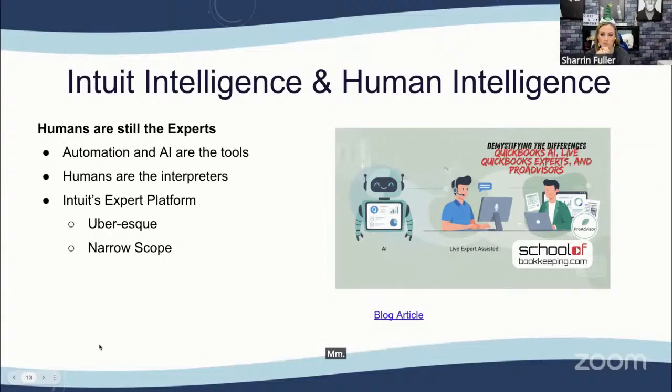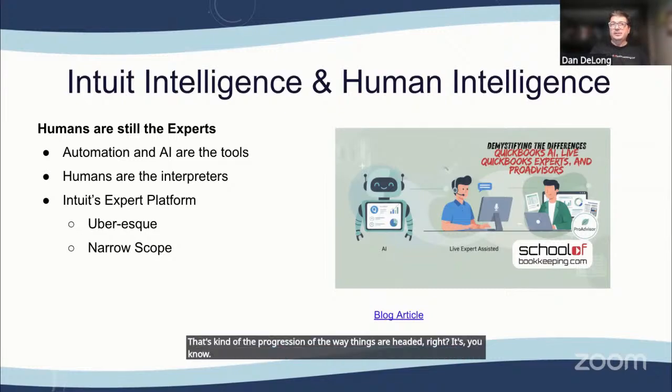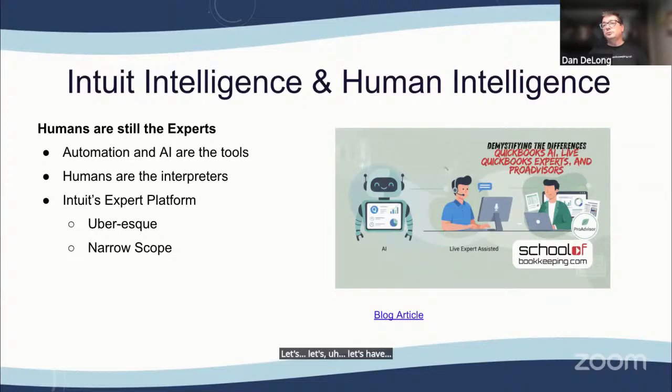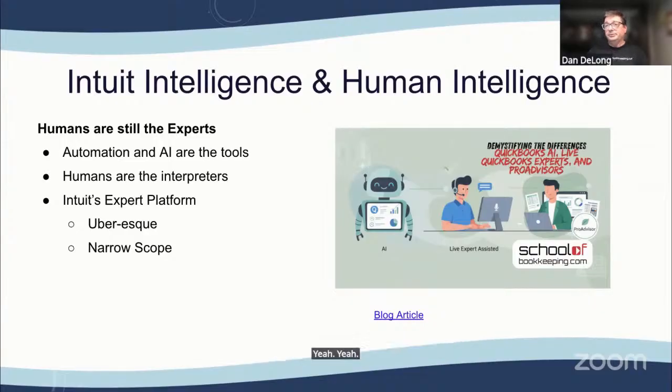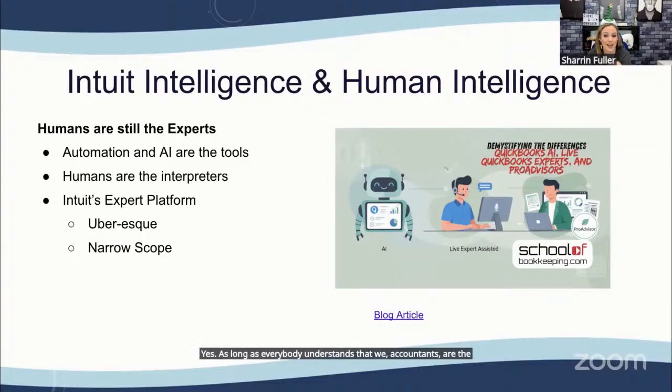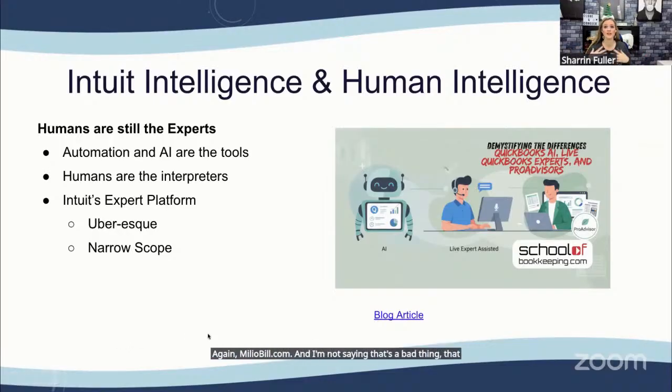But in the grand scheme of things, that's kind of the progression of the way things are headed, right? Let QuickBooks do what it can do, and then, all right, well, you need some help, we have some help built into the product. As long as everybody understands that we accountants are the middleman, and the middleman always gets cut out in the long run. Again, Melio, Bill.com. And I'm not saying that's a bad thing. That's their business trajectory. Of course, I'm bitter.